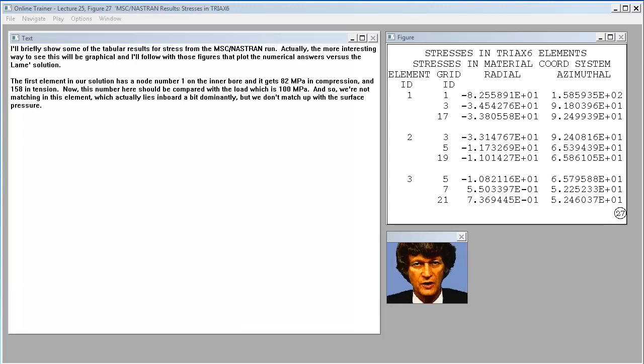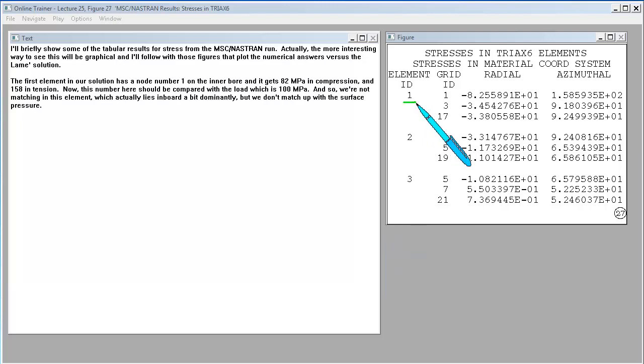I'll briefly show some of the tabular results for stress from the MSC-Nastran run. Actually, the more interesting way to see this will be graphical, and I'll follow with those figures that plot the numerical answers versus the LeMay solution. The first element in our solution has a node number 1 on the inner bore, and it gets 82 megapascals in compression and 158 in tension.